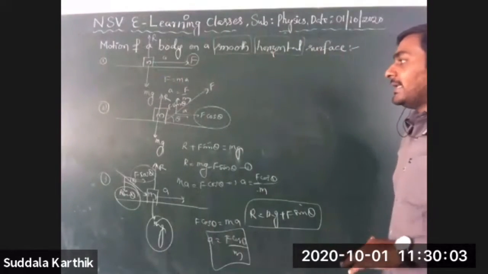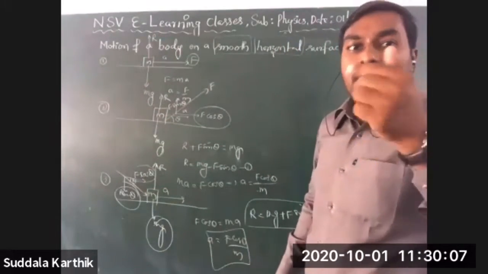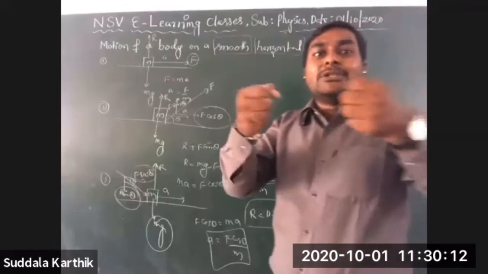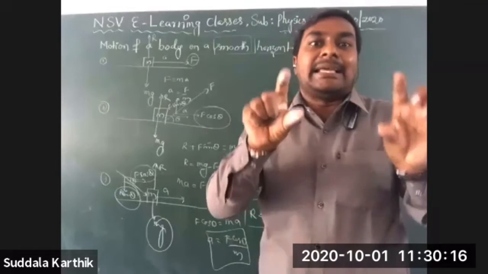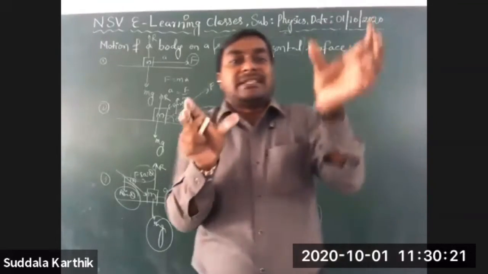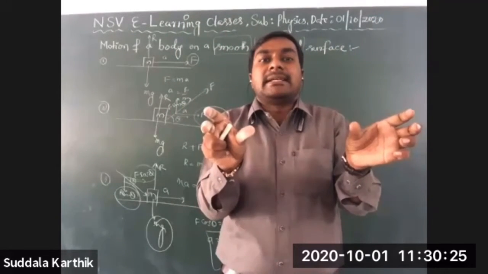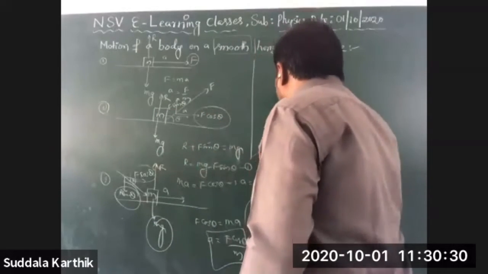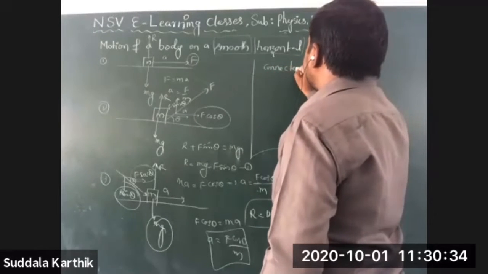But so far we have discussed only a single body. From now onwards, I am adding another body and connecting two bodies, two objects, two masses: the first mass m1 and the second mass m2. They are connected by one string. Today's topic is simply about connected bodies.